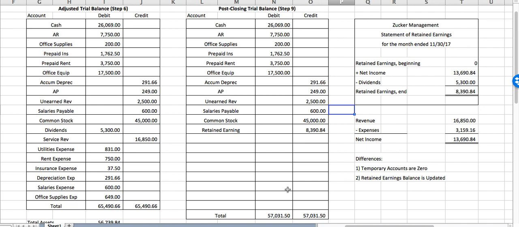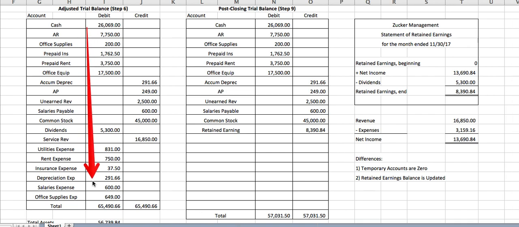The second effect of the closing entries is that the balance in the retained earnings account is updated. So if you look on our adjusted trial balance and you look through all of the accounts, you will not see a retained earnings account. Reason being that we didn't have any retained earnings in the month of November because the business just started in November. So they didn't have any earnings carried forward from the previous month. There was no previous month. Okay? But what you'll notice here is that we do, in the post-closing trial balance, have a retained earnings account.